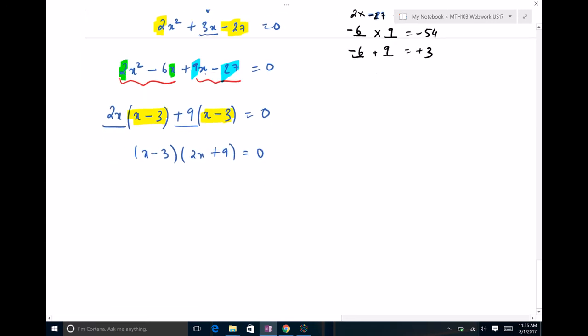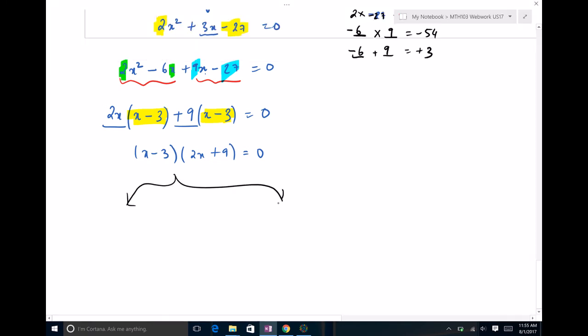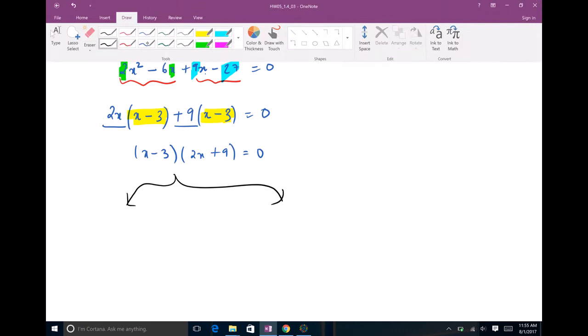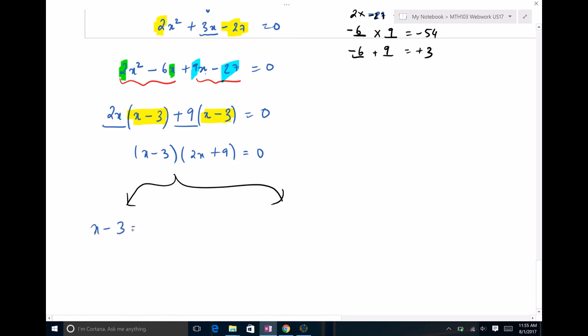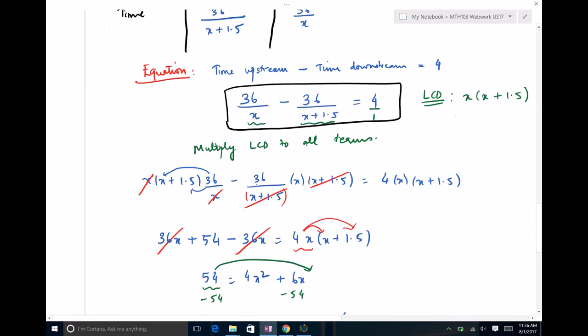Okay, so now by the zero product rule, I have two possibilities. I either note that x minus 3 is equal to 0 or 2x plus 9 is equal to 0. I solve both the sides. On this side I get x equals 3, and on the other side, if I take the 9 over, I get 2x equals negative 9, and then divide both the sides by 2, so you get x equals negative 9 over 2.